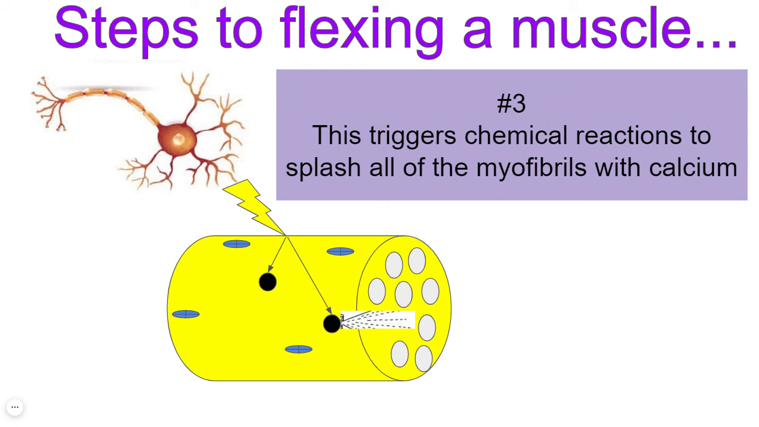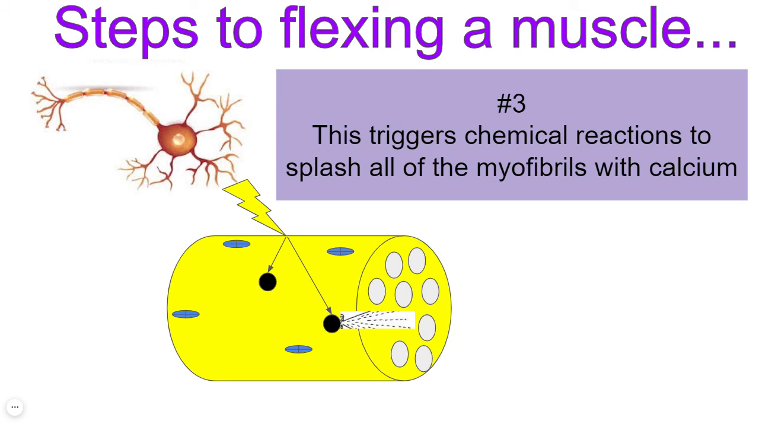Number 3, that message triggers chemical reactions to splash all of those little myofibrils inside the myofiber, inside the muscle cell, those little myofibrils that are responsible for contracting. It splashes them all with calcium. And that may surprise you.